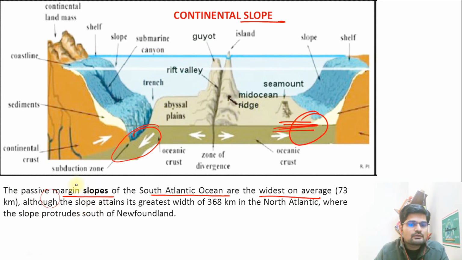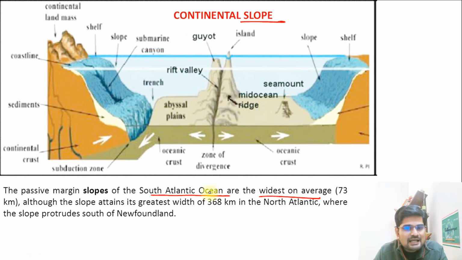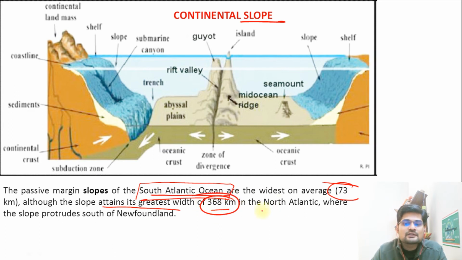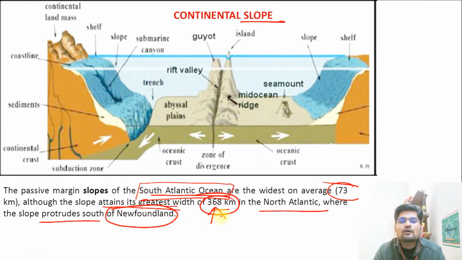So we are talking here about the passive margin slopes in South Atlantic. Remember, southern part of Atlantic, which are widest on average, if you observe, that is about 73 kilometers of slope. And although slope attains great width of 368 kilometers in North Atlantic, where the slope protrudes south of Newfoundland. Now remember the Newfoundland area, right, where you have 368 kilometers of this slope.